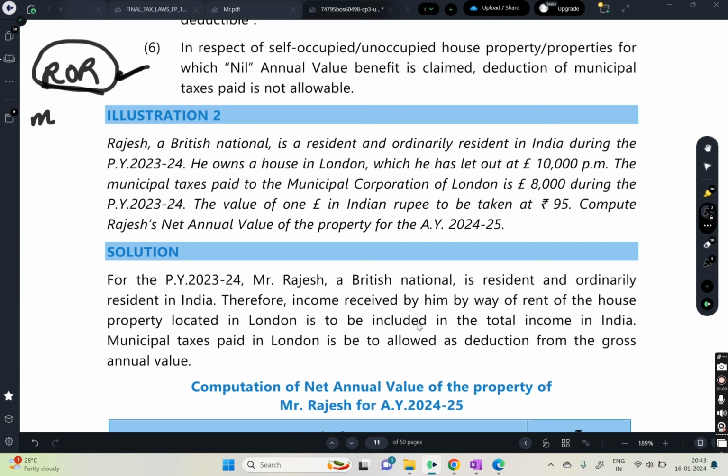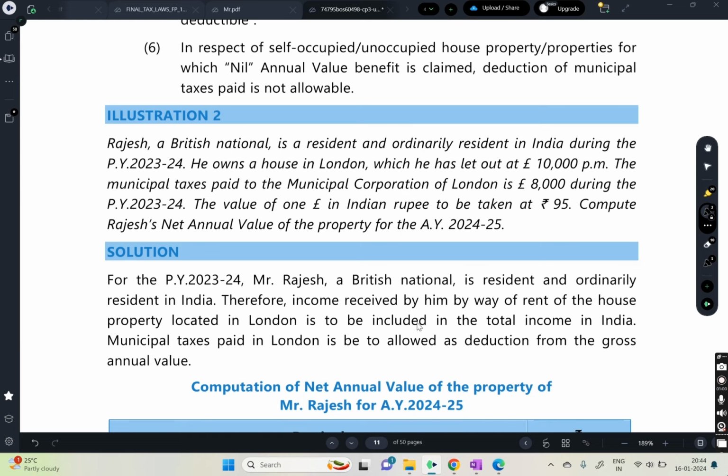But what about the municipal taxes which I paid outside India? Can I claim that as a deduction? Yes. So even if you pay municipal taxes outside India, you can claim the deduction. Okay, with this knowledge, let's do this question.